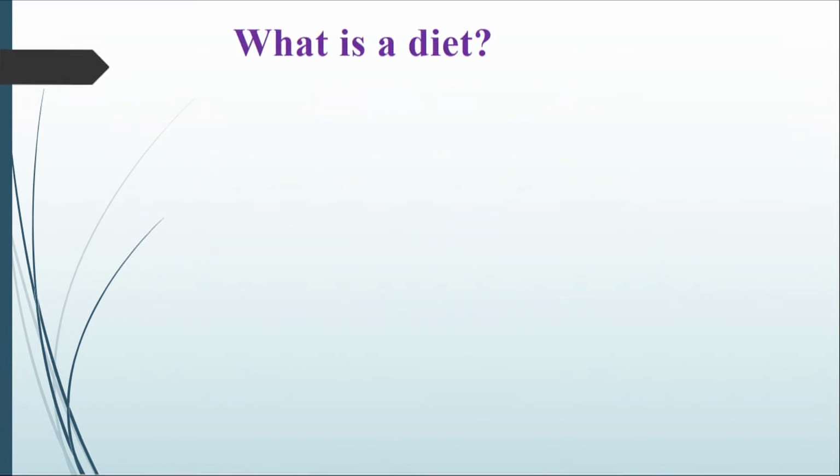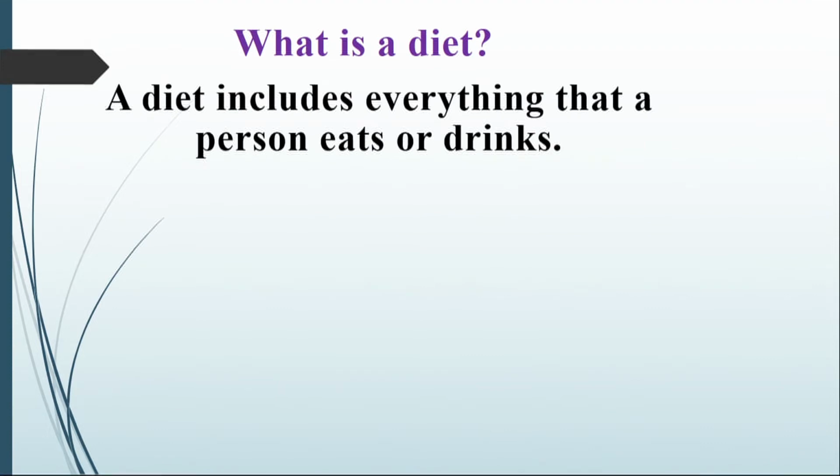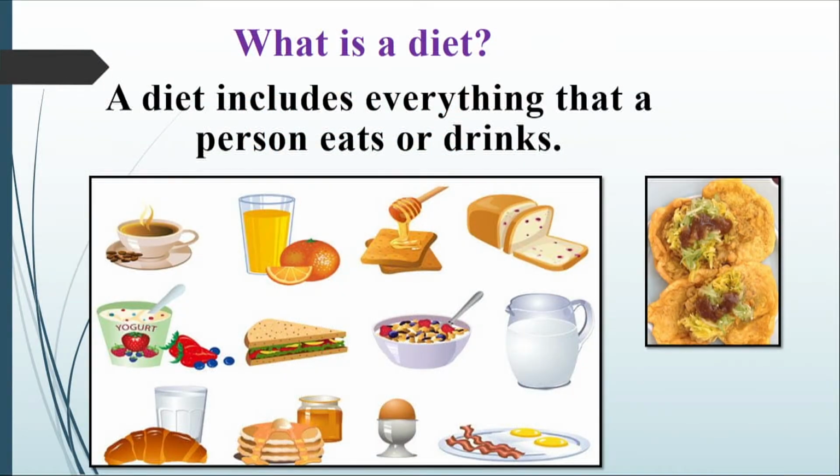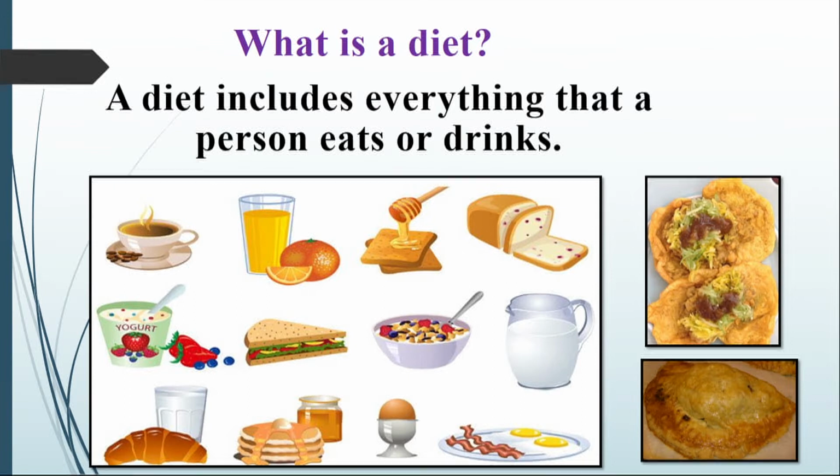But first of all, what is a diet? A diet includes everything that a person eats or drinks. What did you eat or drink for the day? I hope you had a good meal. I hope you had a balanced diet. Look at some of the things that we could have in our diet. We can have tea or coffee, orange juice, toast with honey, raisin bread, yogurt, a sandwich, cereal with milk, a croissant, pancakes with syrup, a boiled egg, or even bacon and eggs.